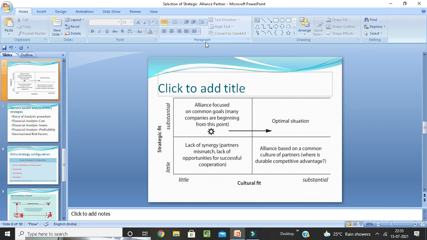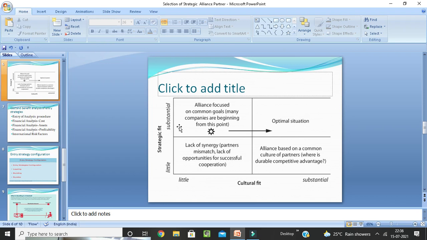Now, if you see on the screen, this is cultural fit, and this one is strategic fit. So when cultural fit is little and strategic fit is little, then what is happening? Lack of synergy, that means partners mismatch, lack of opportunities for successful cooperation will be there. When strategic fit is substantial and the cultural fit is little, then what is happening? Alliances focus on common goals. Many companies begin from this point only.